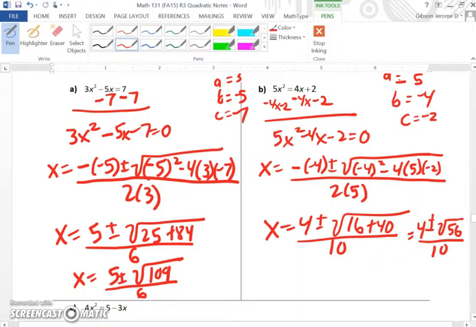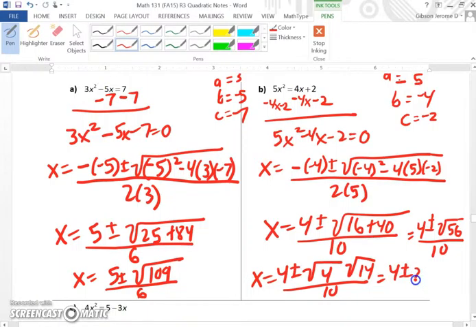Now the square root of 56 does have a perfect square in it. It has a perfect square of 4. So it'd be x is equal to 4 plus or minus the square root of 4 times the square root of 14 all over 10. So this would be 4 plus or minus 2 square root 14 all over 10.